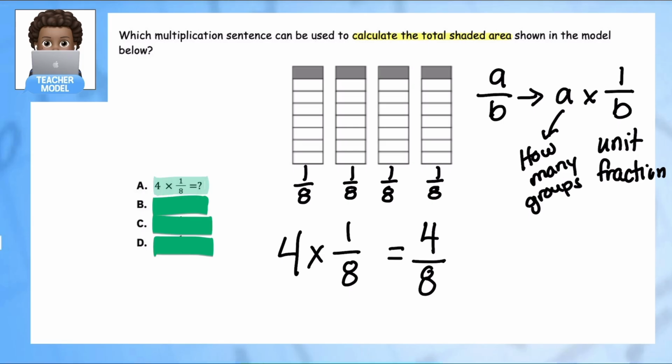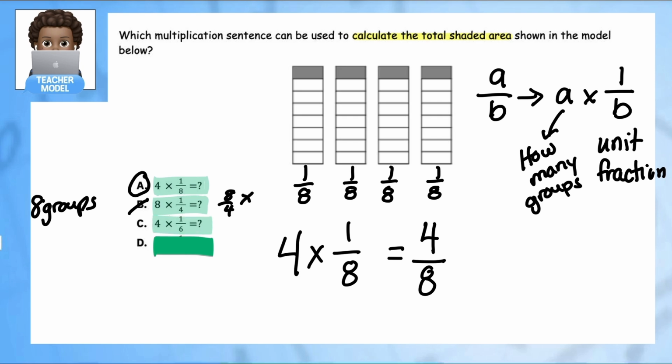So in the first one, we have 4 groups of 1/8. So this is perfect. So A is our correct answer, right? I can see the 4 groups of 1/8. Let's look at the other choices and see why they don't work. B, 8 groups of 1/4. So no, that doesn't work because I don't have 8 groups. I only have 4 groups, and I don't have 1/4. I have 1/8. So nope, that does not work. It also doesn't work because if you were to multiply it out, that would mean I have 8 over 4, which is not true. That's not what I have.